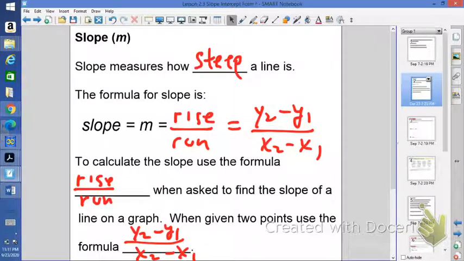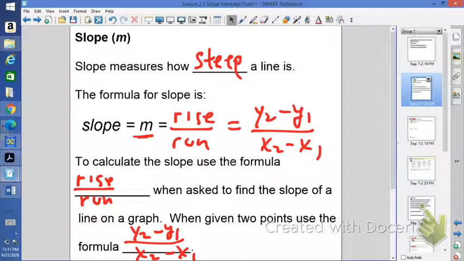Alright, the first thing that we're going to talk about is slope. Slope measures how steep a line is. The formula for slope is as follows. Slope equals m. The lowercase italicized m is the abbreviation for slope. It equals rise over run, and it also equals y sub 2 minus y sub 1 over x sub 2 minus x sub 1.